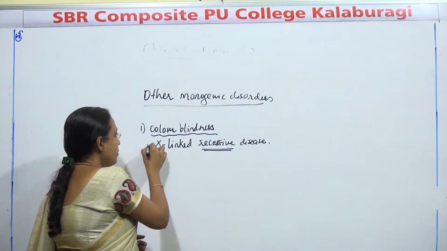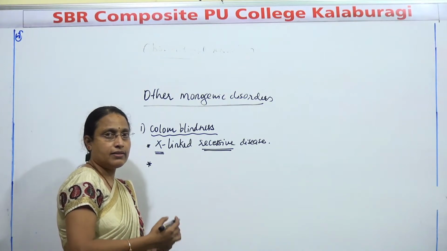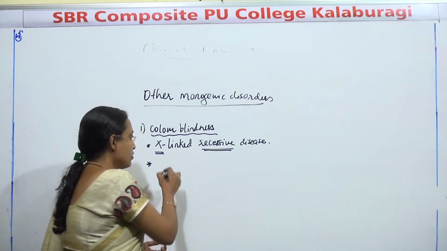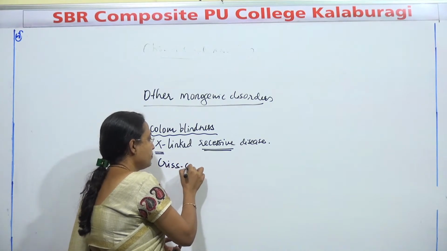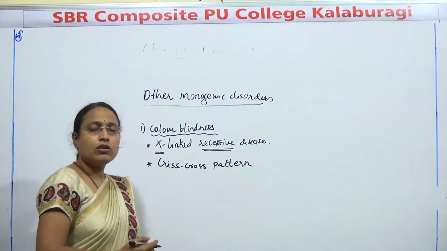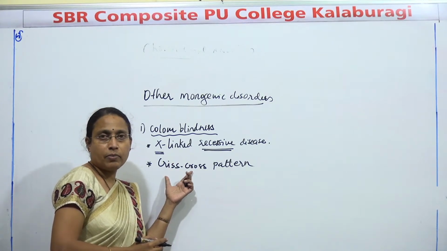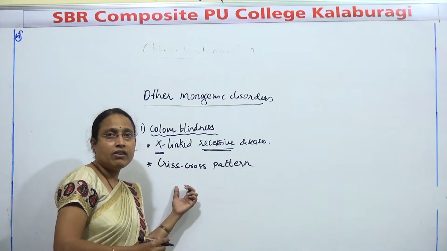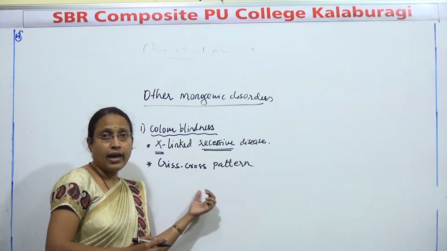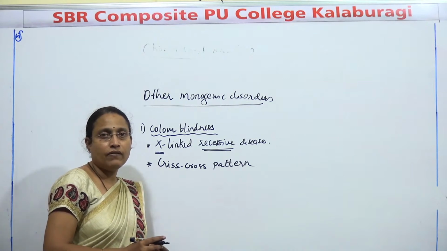The second point you should know in color blindness is the pattern of inheritance. That means the way in which it transmits from parents to offspring is similar to hemoglobin, and that pattern is called the crisscross pattern, also called the zigzag pattern. You already know about this because in previous classes I have told that the father will transmit the disease directly to the grandson and not the son, through the carrier daughter. That itself is called crisscross inheritance or zigzag pattern of inheritance.